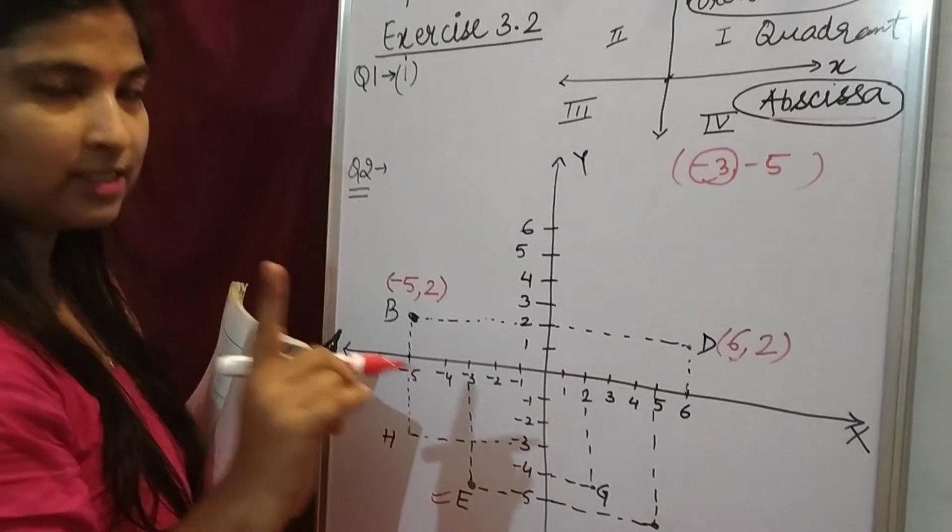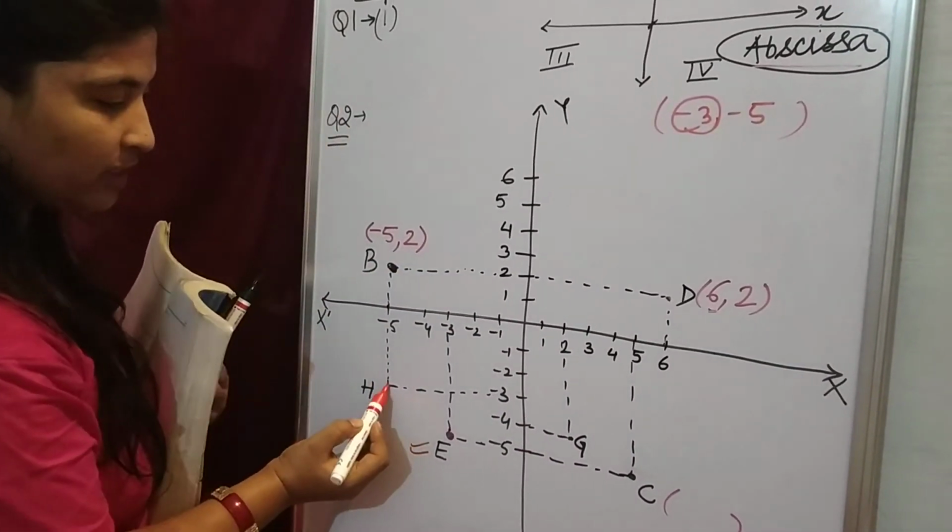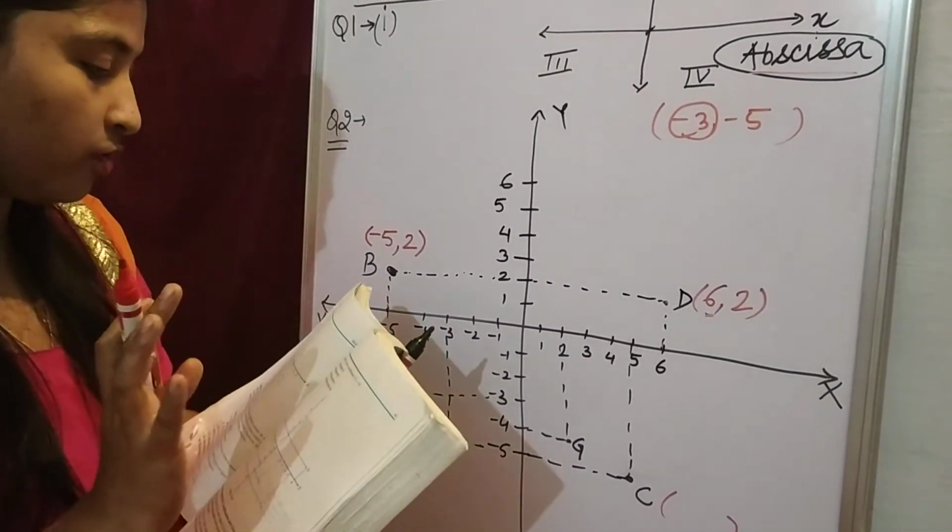Okay. Ordinate of point H. I think ordinate is the y-axis. So for H you will tell me what is the y. That is your work. I will not tell you.